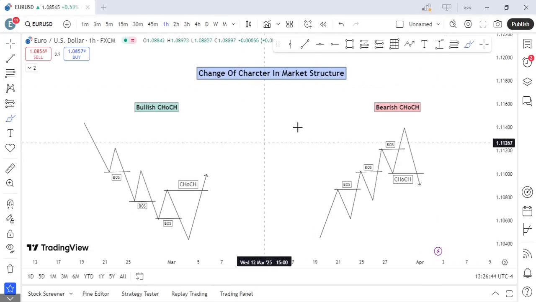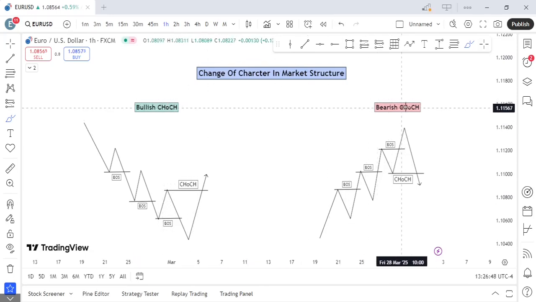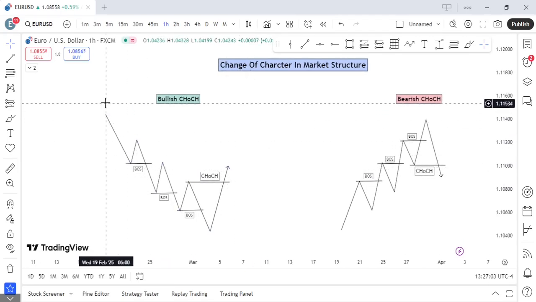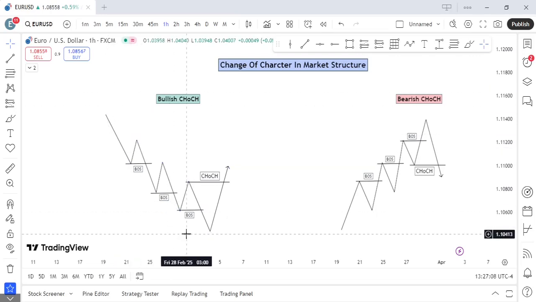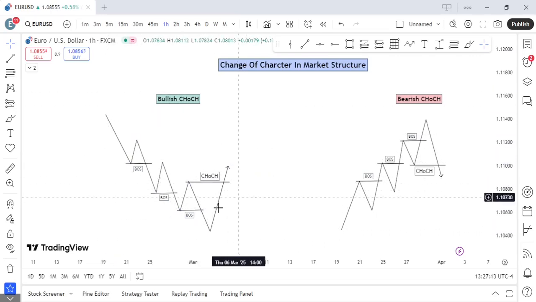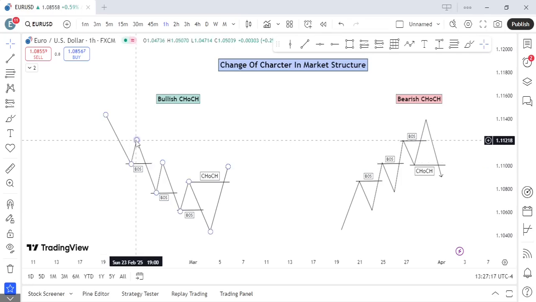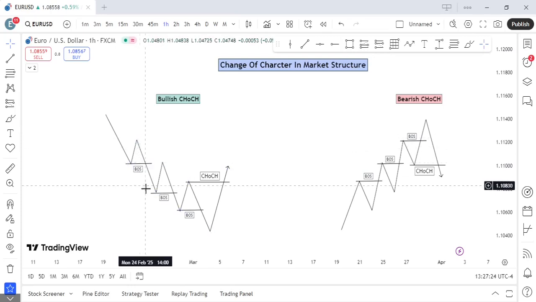Okay, so first off, we have two types of change of character. We have the bullish change of character, we have the bearish change of character. So basically, the bullish change of character is when price is on a bearish cycle, right? When price is coming all the way down and suddenly there's a break of structure, right? So you can see price coming all the way down right here. Price retraces all the way up, then there's a sudden expansion all the way down. So this confirms that price will keep going on a bearish momentum.